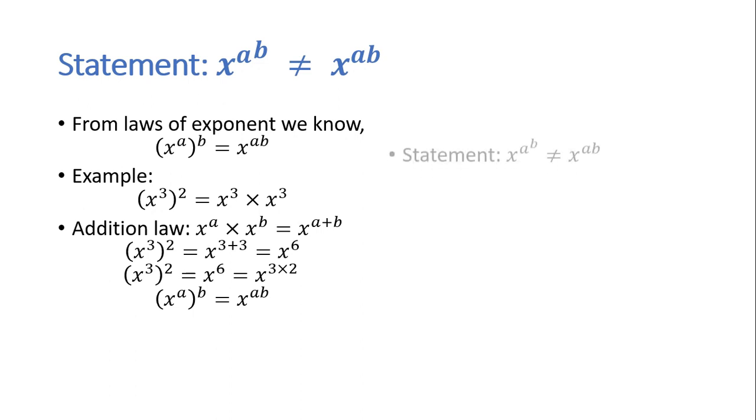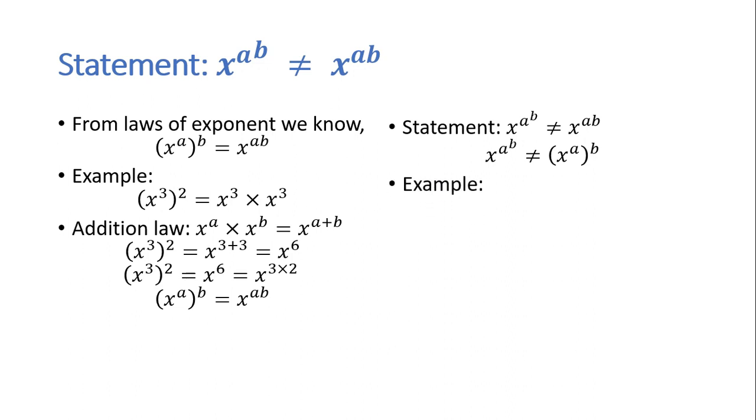Our main statement is x to the power a to the power b is not equal to x to the power ab. So this can be changed to: x to the power a to the power b is not equal to x to the power a whole to the power b. For example, x to the power 3 to the power 2 is not equal to x to the power 3 the whole to the power 2.